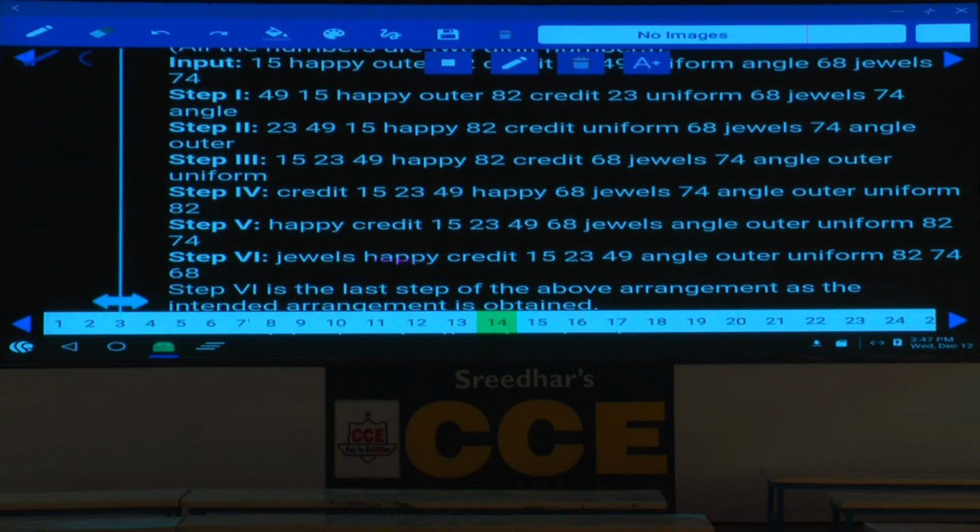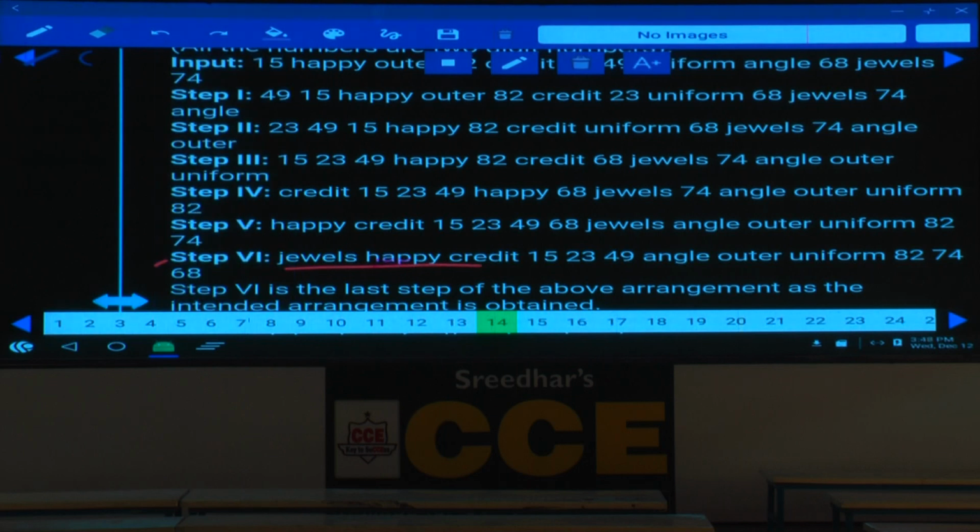Now if you check out the last step in order to find out the logic behind this one, last step is step 6. Then what are the words here? Jewels, happy and credit are the 3 words, and angle, outer, uniform are the 3 words. Yes, what is the relation between them? Now in this one, jewels, happy and credit, all these are the consonants which are arranged in the descending order, followed by 3 numbers. What are these numbers? 15, 23, 49 are odd numbers.